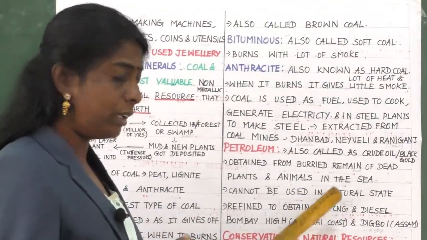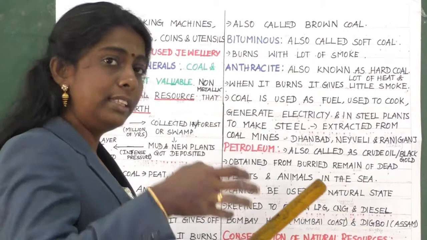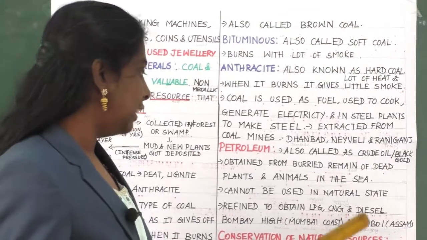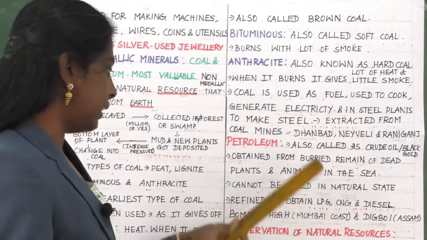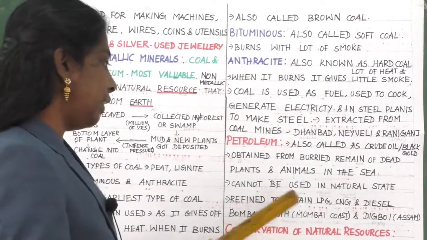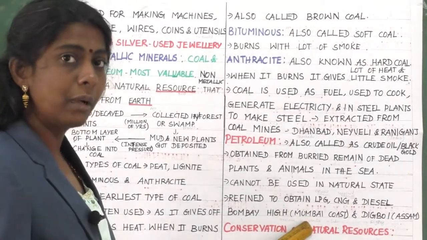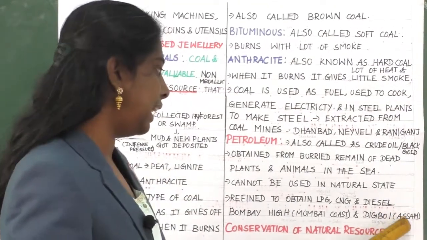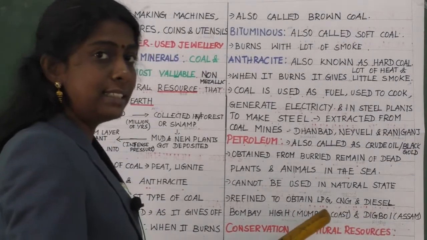So it will be further refined to obtain LPG. What is LPG? Liquefied petroleum gas. Then CNG. What is CNG? Compressed natural gas, and diesel. So it is further refined to obtain LPG, CNG and diesel and all. These are byproducts. From where are we extracting petroleum? We are extracting it from Bombay High, which is there on the Mumbai coast, and Digboi, which is there in Assam. So we are extracting petroleum from these two places in India.